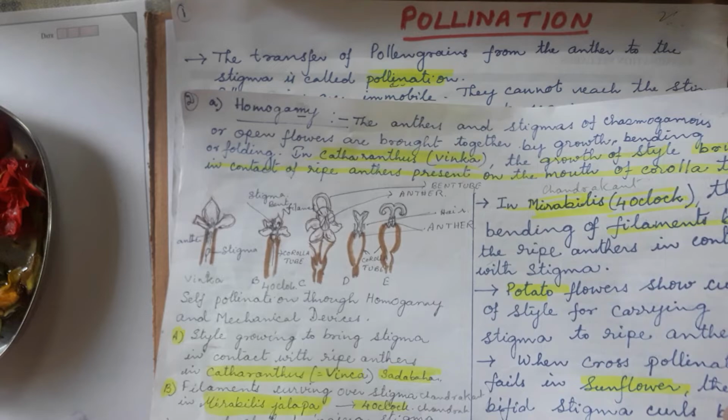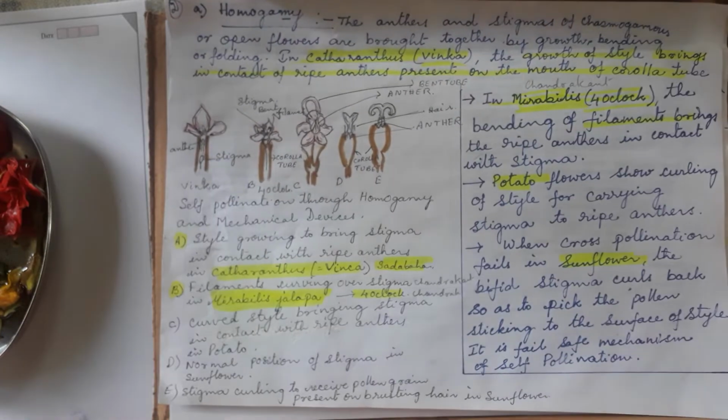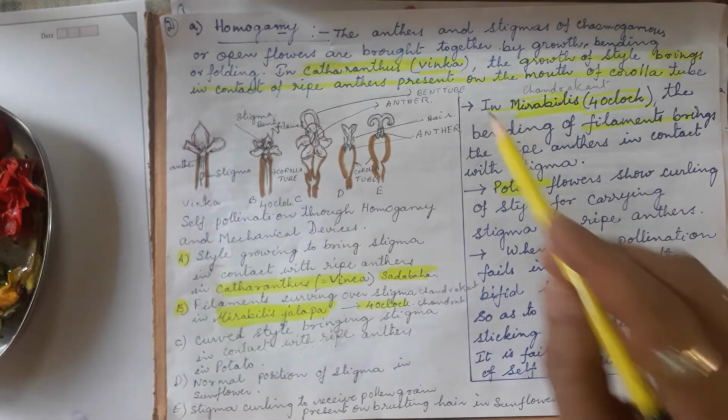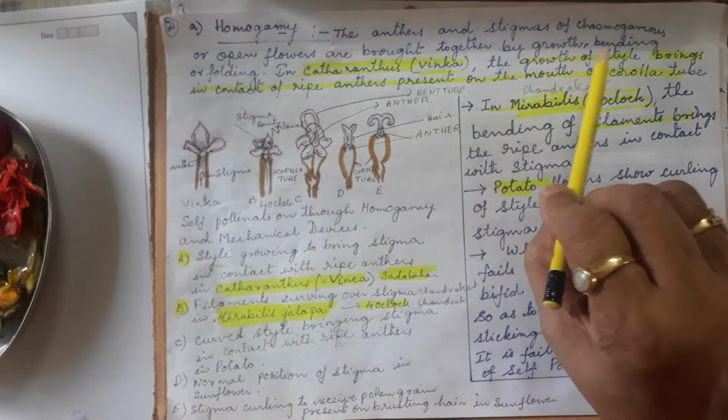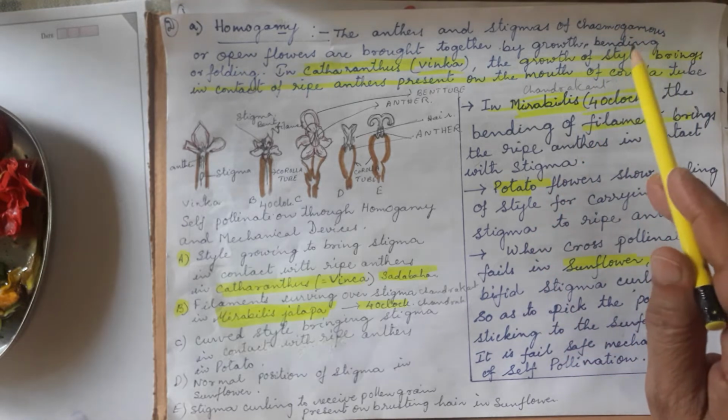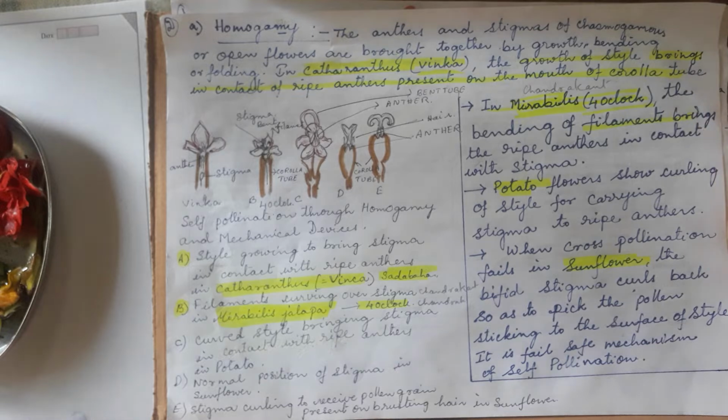So that is autogamy. Autogamy, how many types? As I told you, autogamy has 3 types. One is homogamy. Now let us see homogamy. Homogamy means the anthers and stigmas of chasmogamous flowers. In NCERT, page number 28, you will see figure number 2.9.